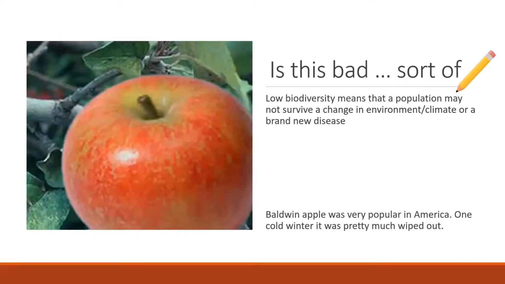This is the last slide, so this is what we're going to finish up with. If we control the randomness, what happens? Low biodiversity means that a population may not survive a change in environment, climate, or a brand new disease.